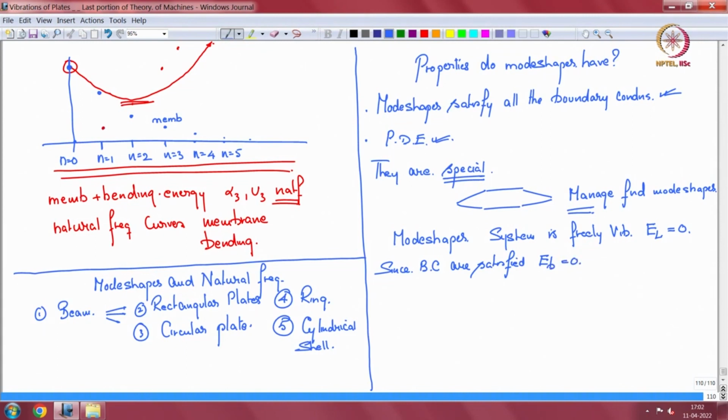Okay, and so we can work with Hamilton's law in this form: the integral from T1 to T2 of the strain energy minus the kinetic energy, dt, equal to 0.